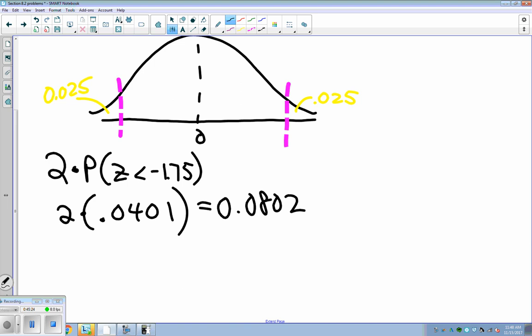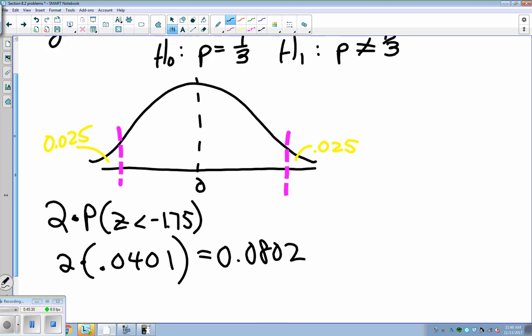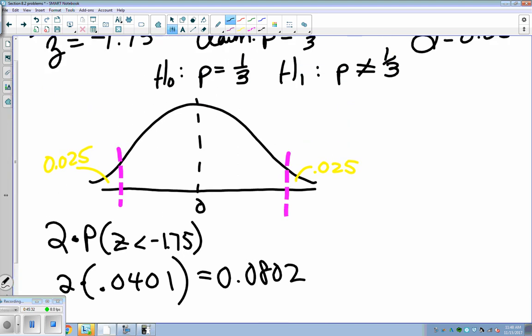What's my alpha? 0.025. No, that's my area. My alpha is still 0.05. Is that more than 0.05 or less than 0.05? More. That means it's in this area, right? That means I fail to reject the null hypothesis.